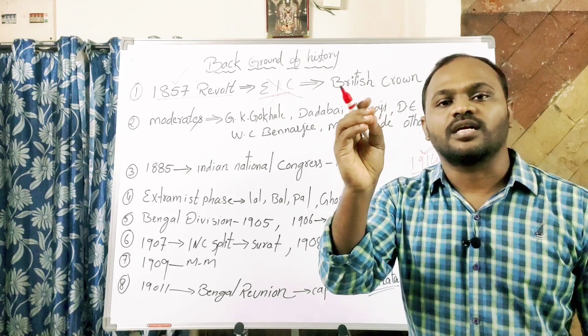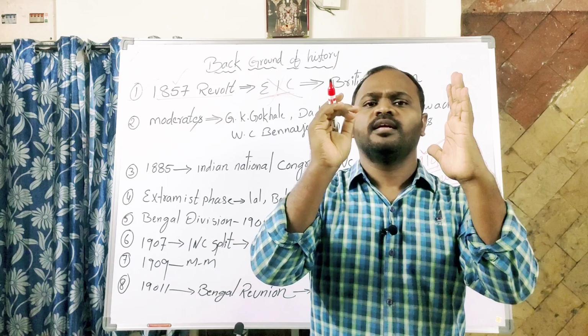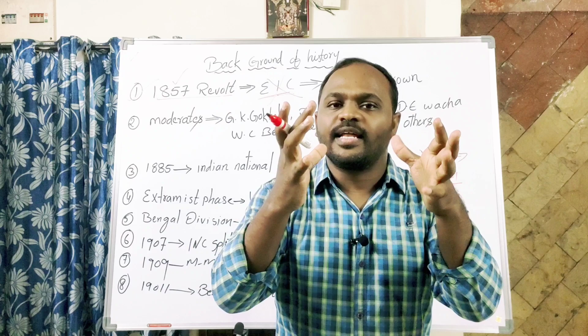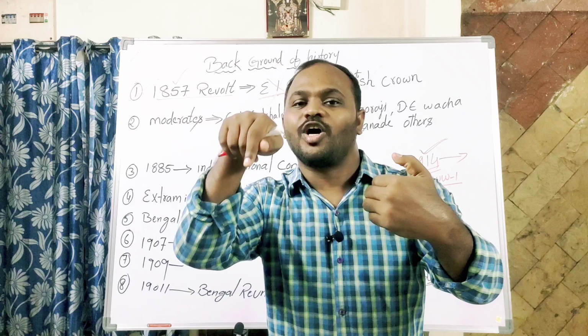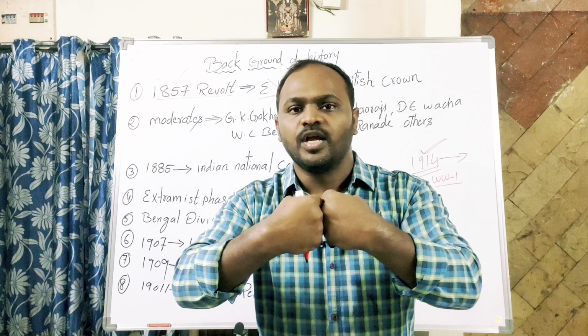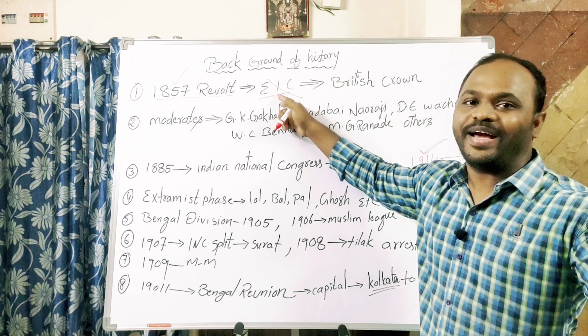Just think normally. Before 1857, India was ruled by the East India Company. So in the year 1857, there was a fight between Indians and the East India Company. Because of this, there was a huge human loss to the British, and Indians lost faith in the East India Company. Obviously, due to this fight, what did the British crown do? East India Company, you lost your faith on the land of India.